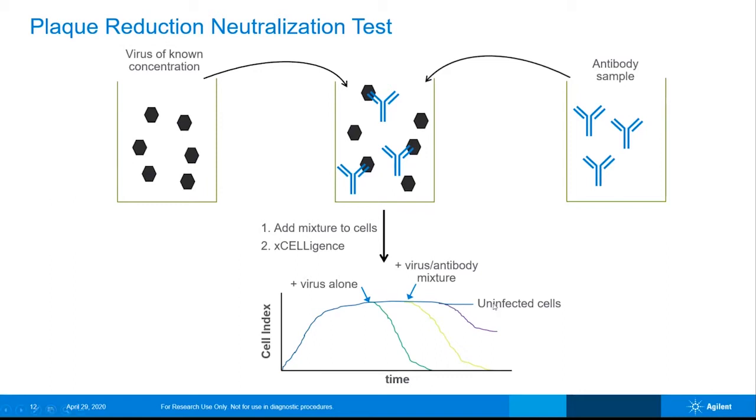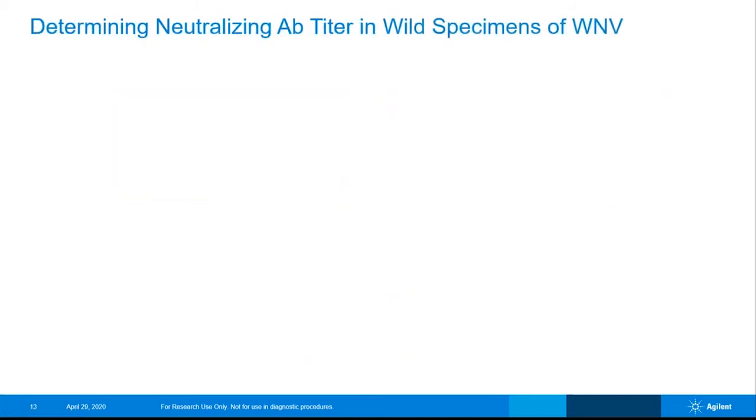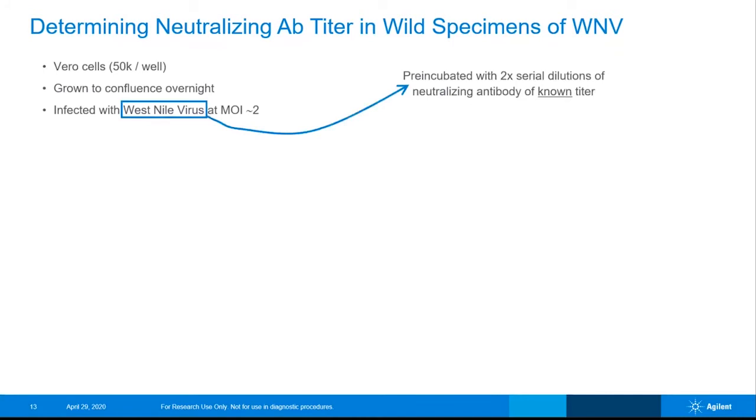So let's look at an example from the literature where this assay was used to look at neutralizing antibody titers in wild specimens of West Nile virus. In this example, Vero cells were used, and you're going to see in a lot of the examples I show here today, Vero cells are used. So in this case, it was 50,000 of these per well. They were grown to confluence overnight. And then they were infected with West Nile virus at a multiplicity of infection of around 2. The West Nile virus, prior to being added to the cells, was pre-incubated with 2x serial dilutions of neutralizing antibody of known titer.